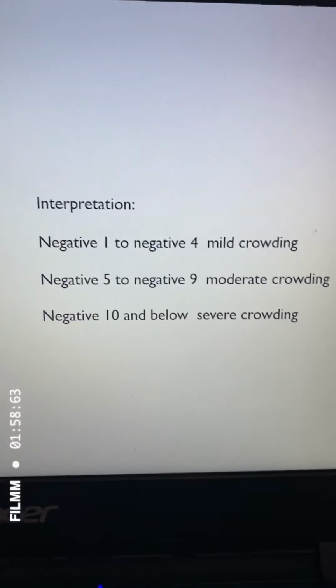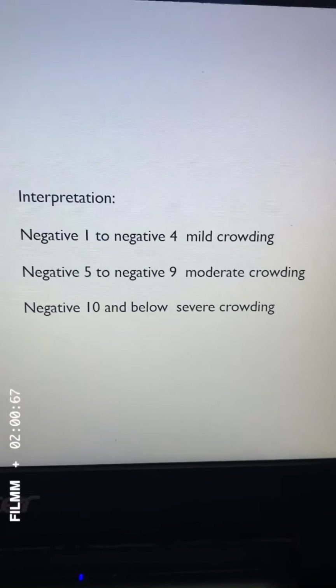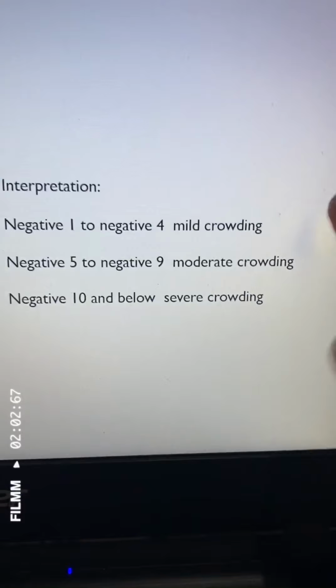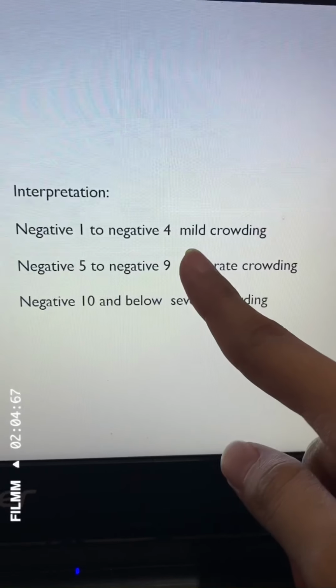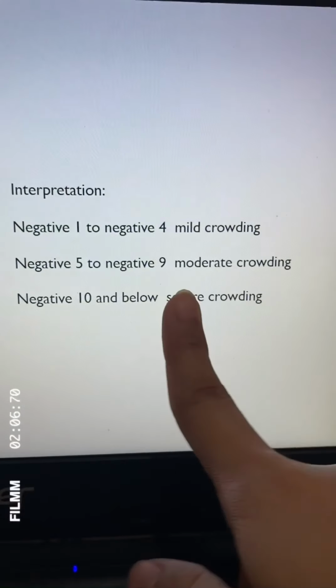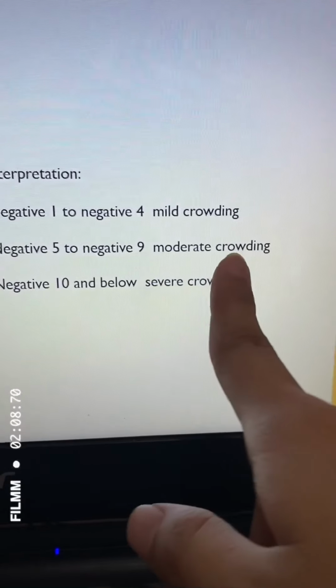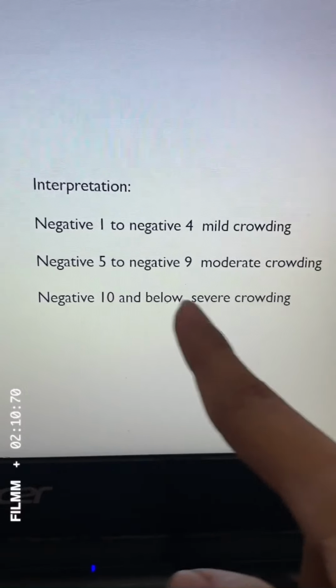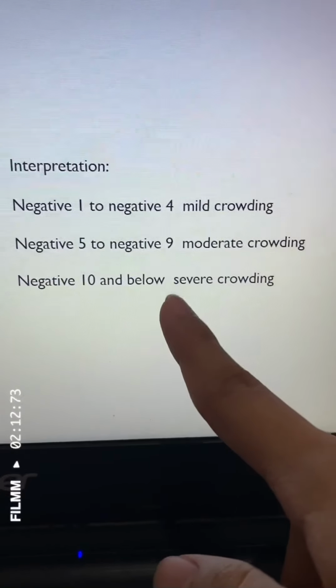For the interpretation, we have here -1 to -4, which represents mild crowding, -5 to -9, which represents moderate crowding, and -10 and below represents severe crowding.